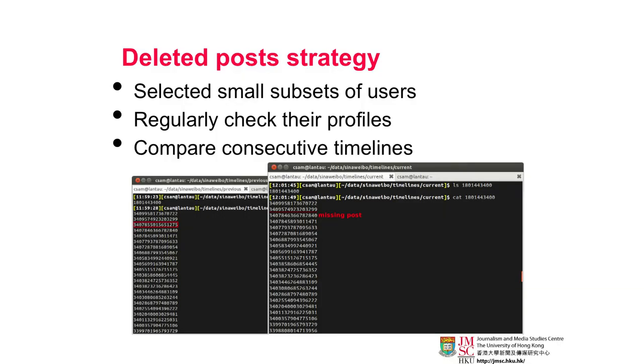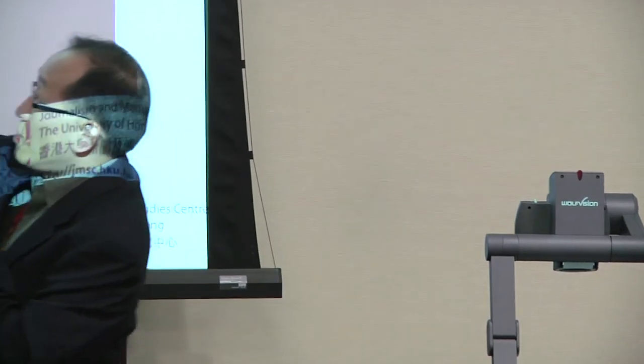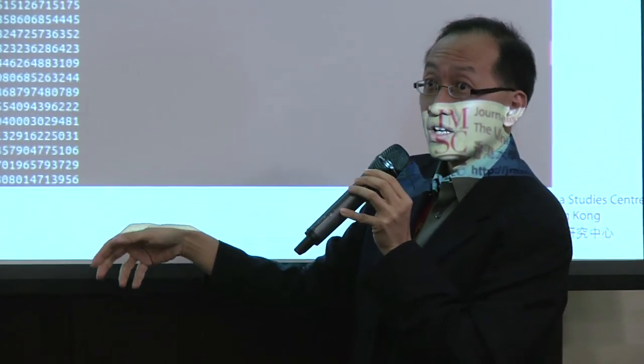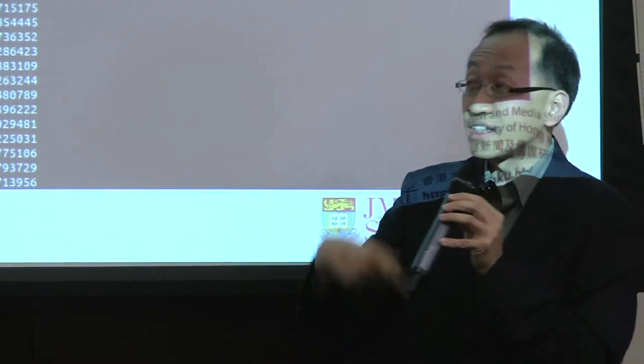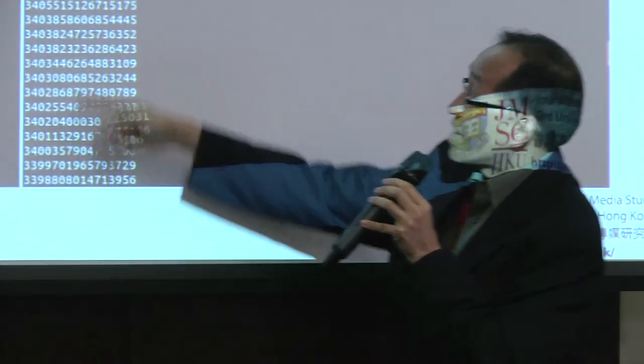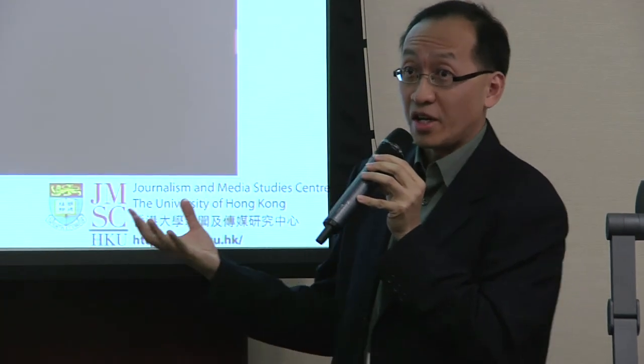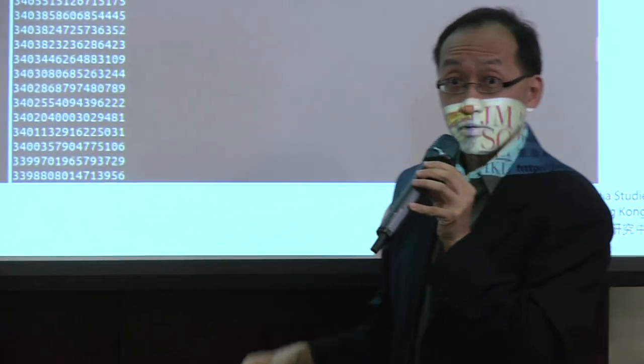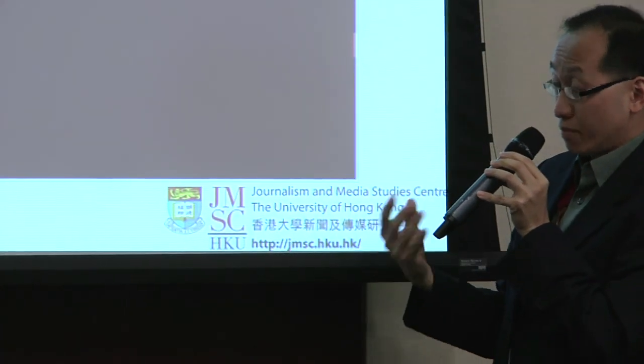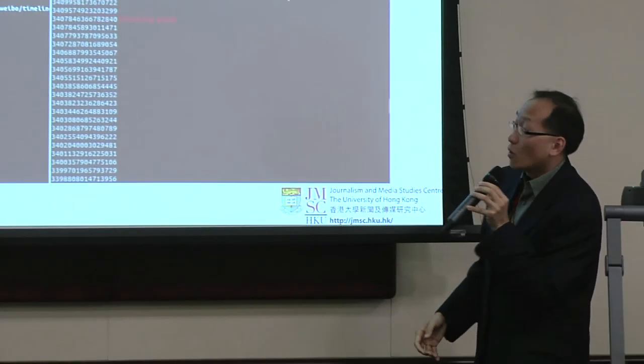Because we regularly keep downloading the data, the timeline from each account, we have a list of all these numbers. Each number represents one message, and each message has a unique ID number. We download a list of these messages, and because we do it regularly, the next time we download the same list we may detect that some messages are missing, that they've disappeared. We find that very suspicious, as they may be deleted by somebody.